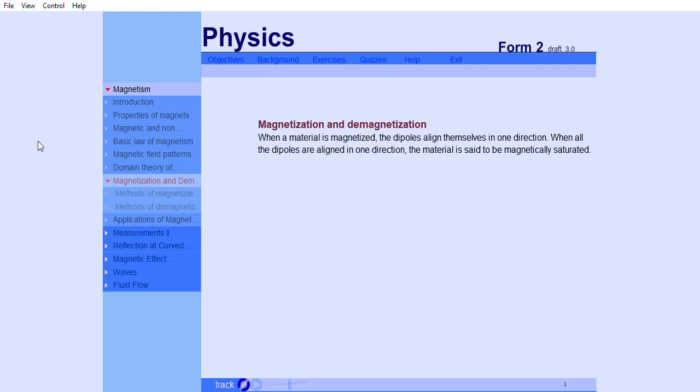Magnetization and demagnetization. When a material is magnetized, the domains align in one direction. When all the domains are aligned in one direction, the material is said to be magnetically saturated.